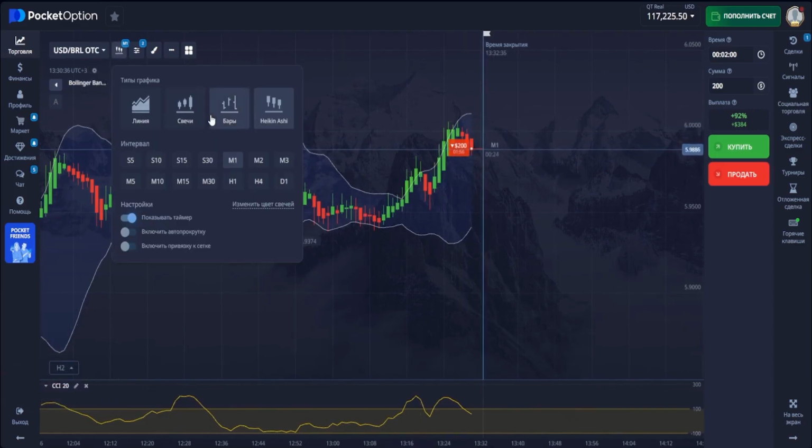Let me tell you right away about the type of chart. It's called Heikin Ashi. You can enable it in this chart type section.